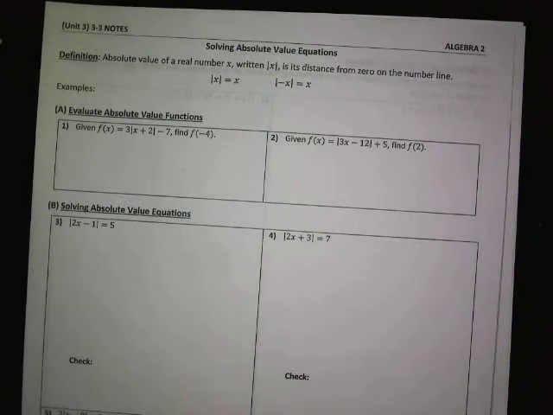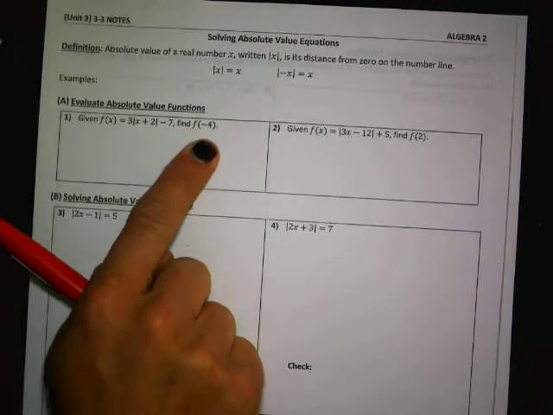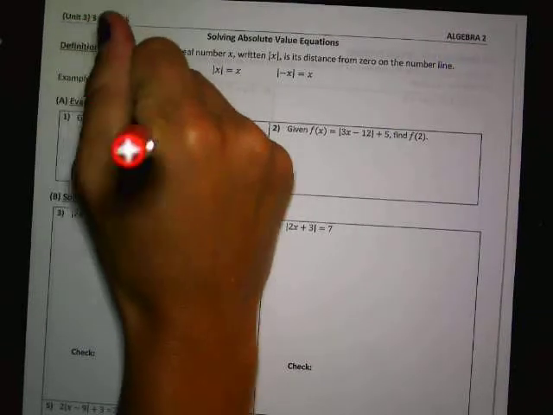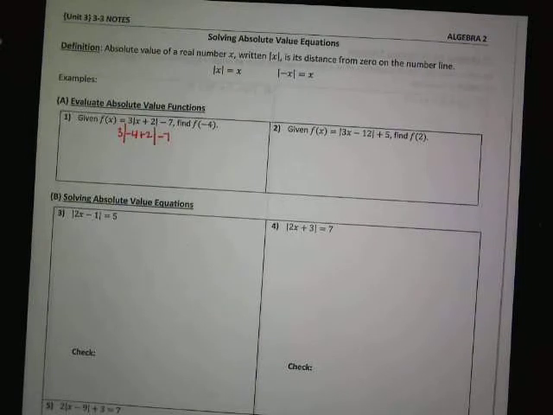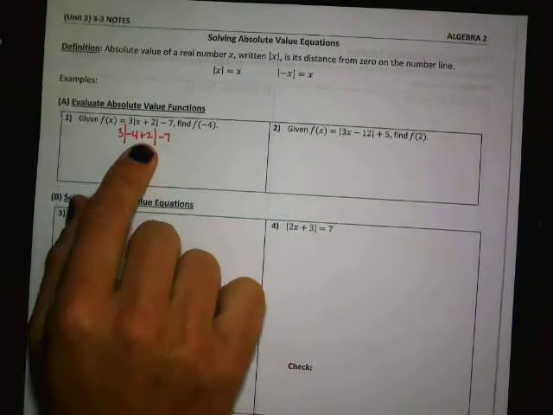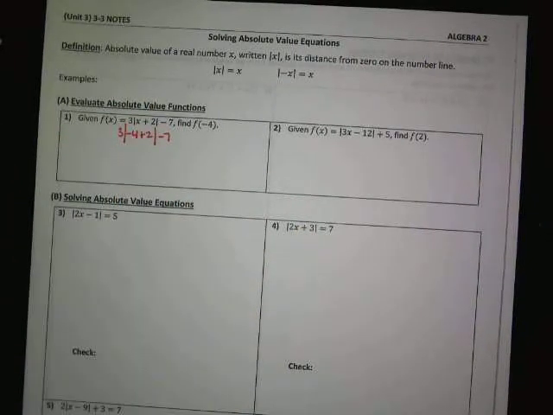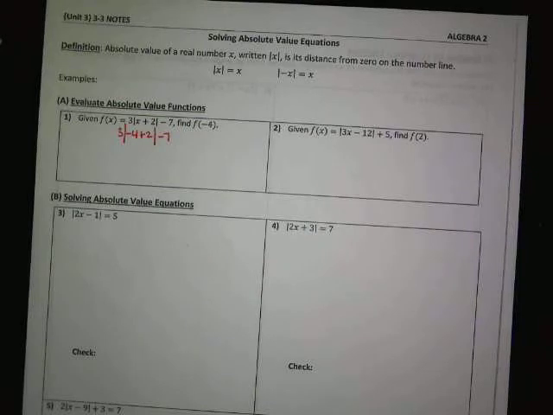For part A, evaluate absolute value functions. I give you this function here, and I tell you to find f of -4. So what am I plugging in for x? -4. Very good. So I have 3 times the absolute value of -4 plus 2, minus 7. Common misconception: you have to work out the inside here before you turn stuff positive. Work it out till you get one number. It has to be one thing on the inside before you can turn it positive. Does that make sense to everybody?